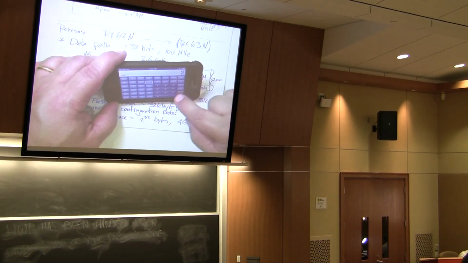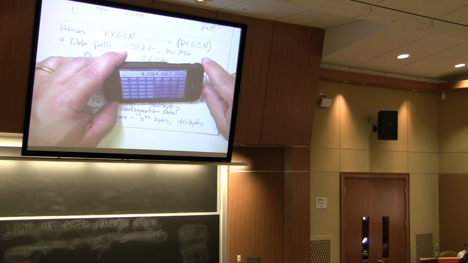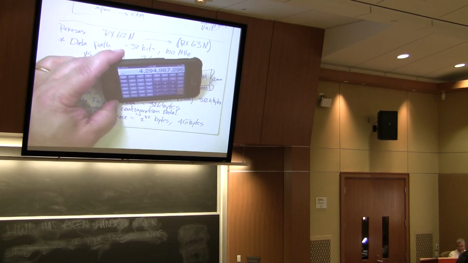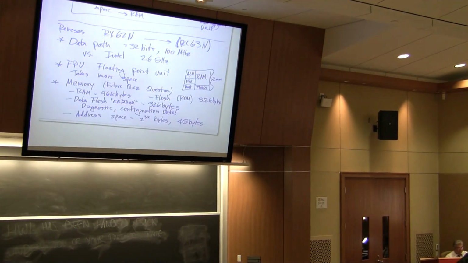2 raised to the 32 equals, ooh, it's 4,294,967,296. 4 gigs, all right? You know what a gig is, right? Good enough. Going on.